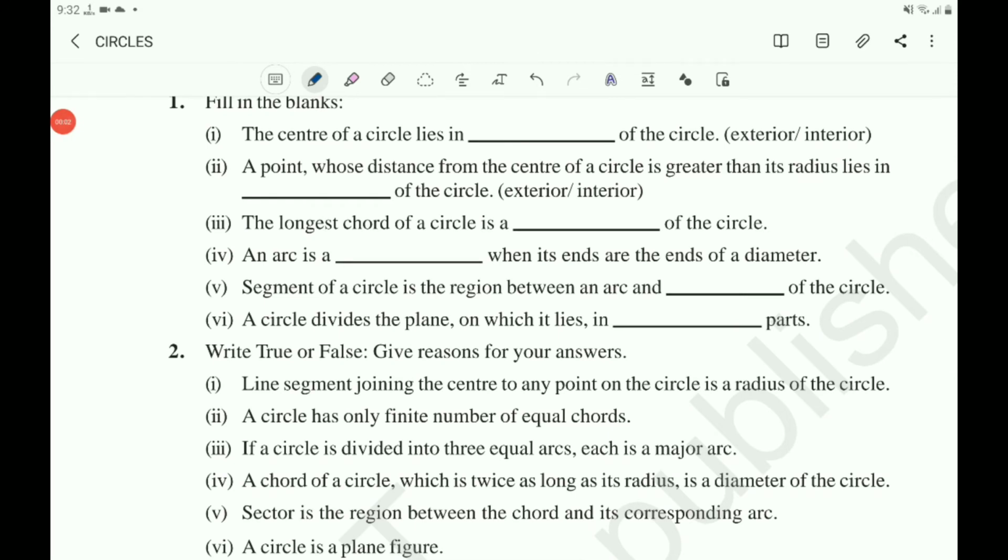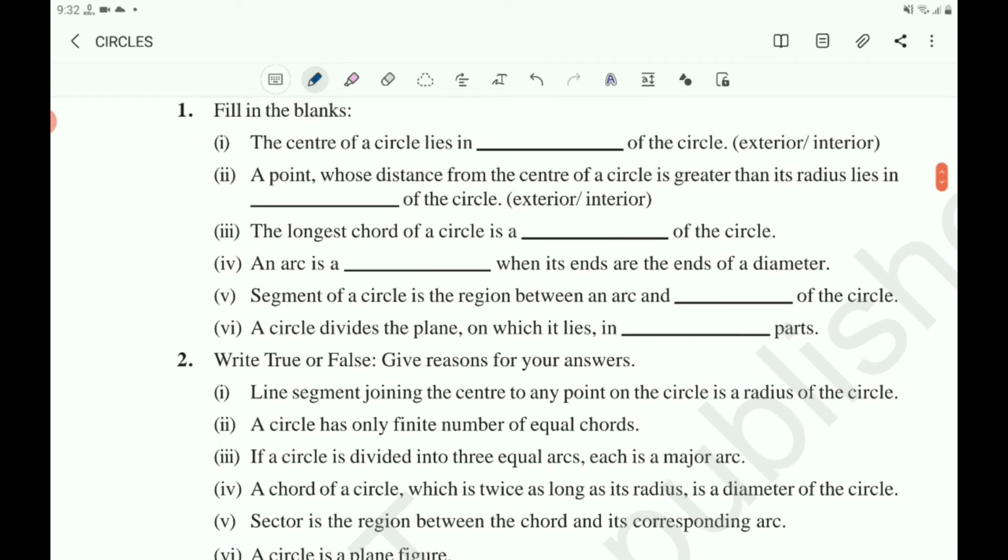Now let us solve the first exercise of the chapter, Circles. The first question is fill in the blanks. Here we have to fill the blanks. The first one is: the center of a circle lies in dash of the circle. The options given are exterior and interior. And what is the answer here? You know that the center of a circle always lies inside the circle. So what is the answer? We have to write interior.